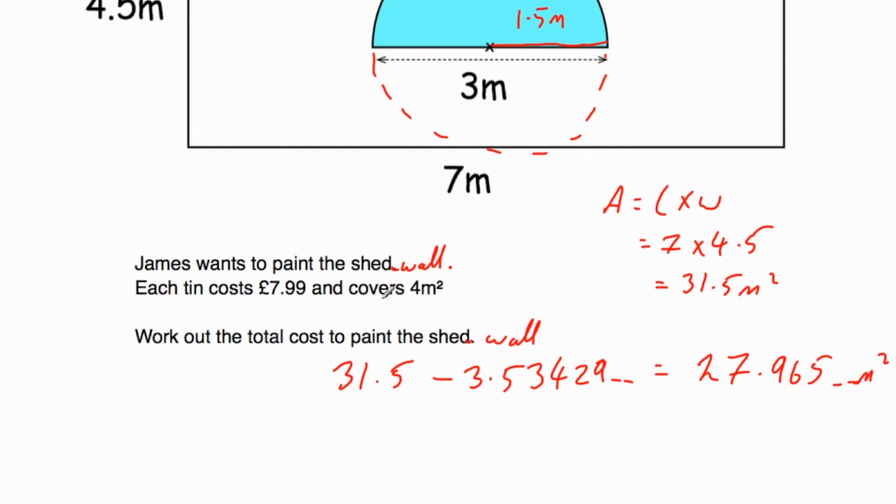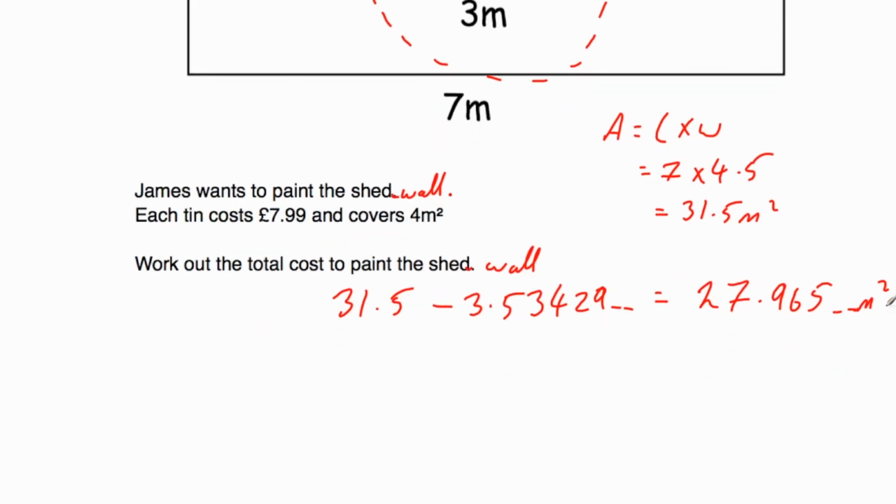Now each tin of paint covers 4 square meters. So if we divide this by 4, we can see how many tins of paint he'll need. Or actually, I can see straight away he's going to need 7 tins of paint, because 6 tins of paint would be 6 times 4, which is 24. That's not enough. 7 times 4 is 28. That's enough. That actually gives us enough paint and a little tiny bit extra.